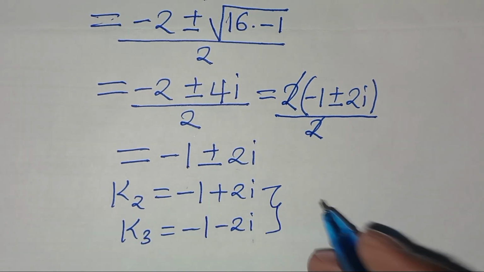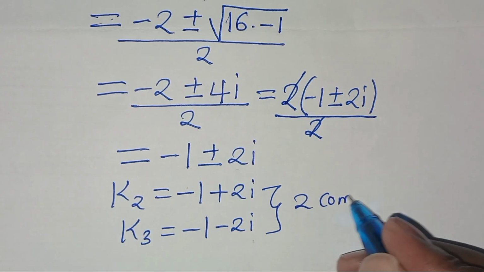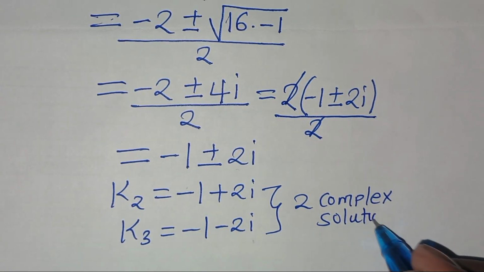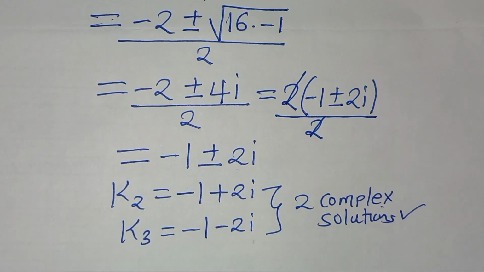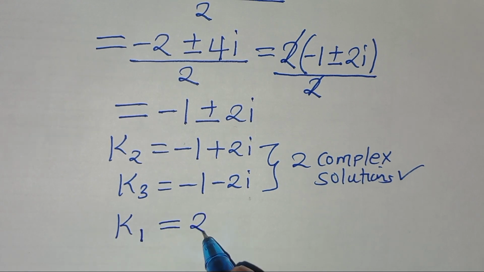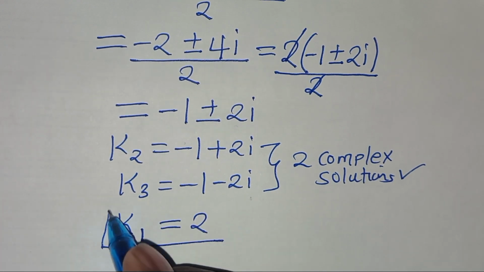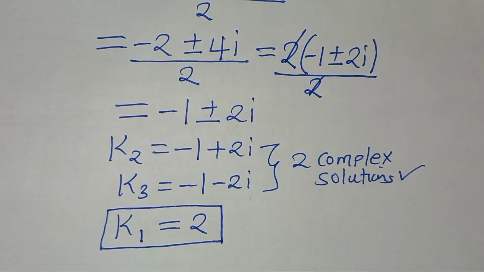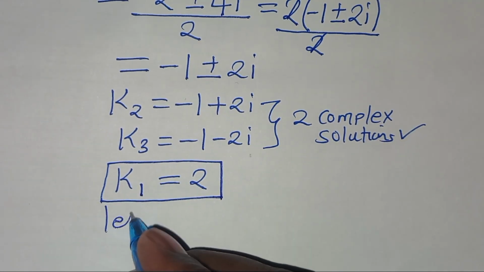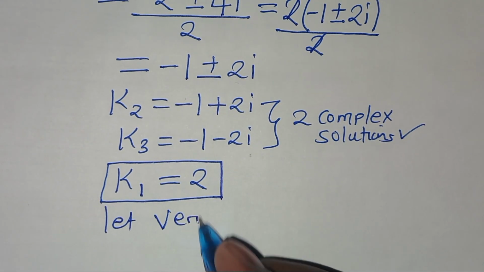These are two complex solutions. We only have one real solution, which is k1, and k1 is equal to 2. The next step is to verify. Let's verify this quickly.